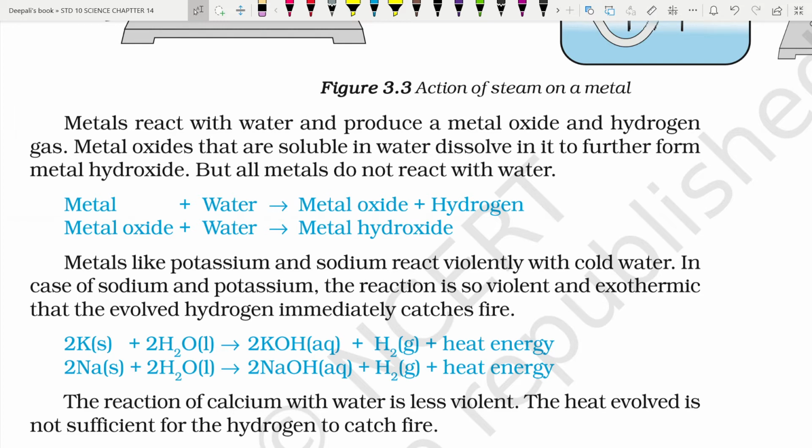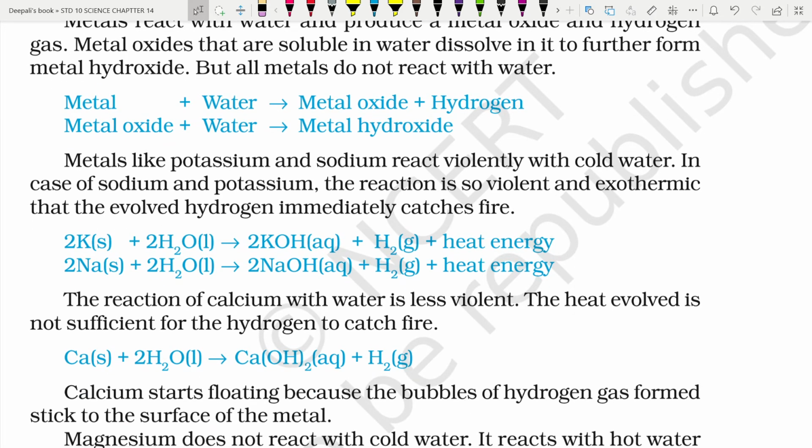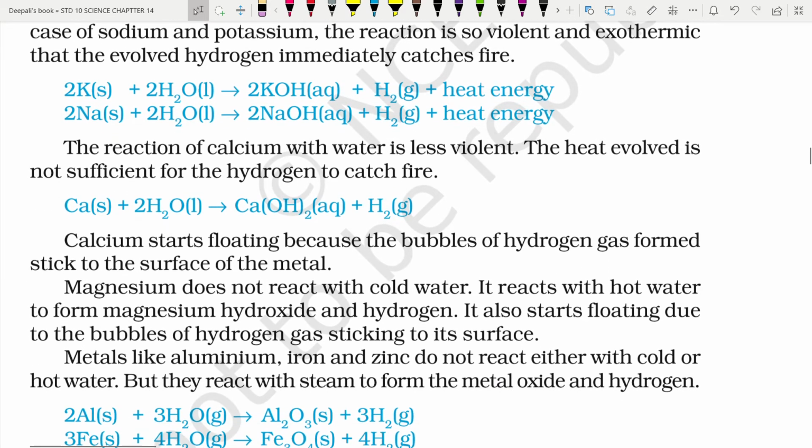The reaction of calcium with water is less violent. The heat evolved is not sufficient for the hydrogen to catch fire. Ca plus 2H2O gives Ca(OH)2 plus H2. Calcium starts floating because the bubbles of hydrogen gas formed stick to the surface of the metal. Magnesium does not react with cold water, it reacts with hot water to form magnesium hydroxide and hydrogen. It also starts floating due to the bubbles of hydrogen gas sticking to its surface.